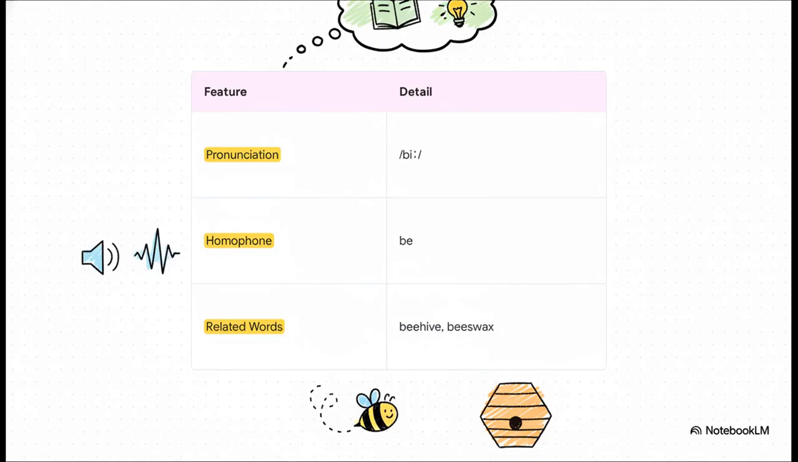And you know what? It's not just the main definition. The entire entry follows this rule of just being super clear. It tells you how to say it, points out it's a homophone for the word be, and even gives you related words like beehive. It's all just so simple, clean, and actually really useful.